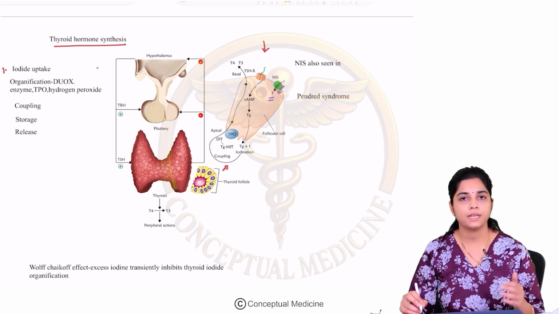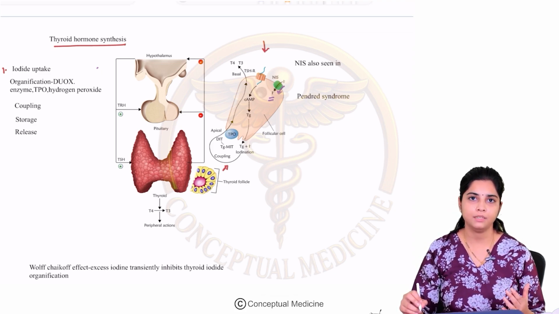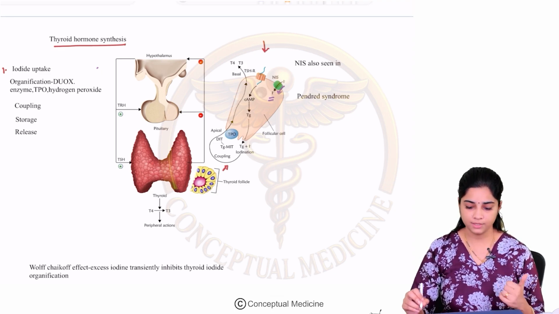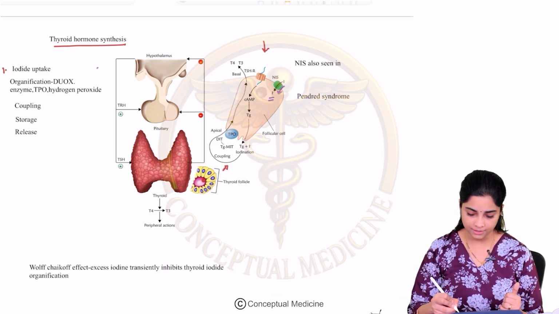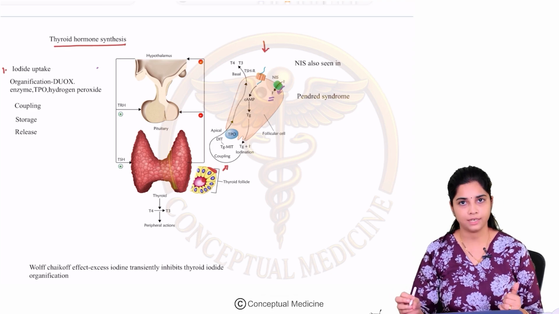Within the follicle, we are looking here at the follicular cell. Each follicular cell has a basolateral membrane and an apical membrane. The apical membrane is towards the center of the follicle. This is your apical membrane. This is your basolateral membrane.